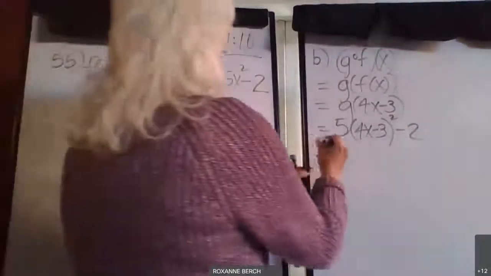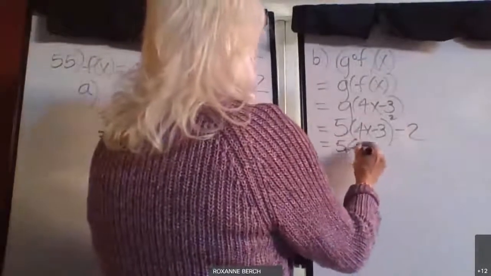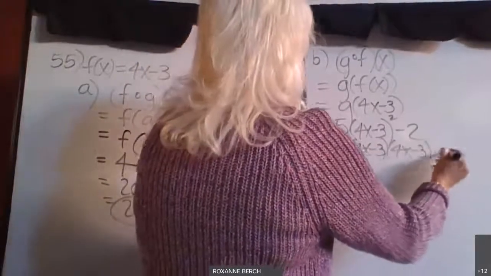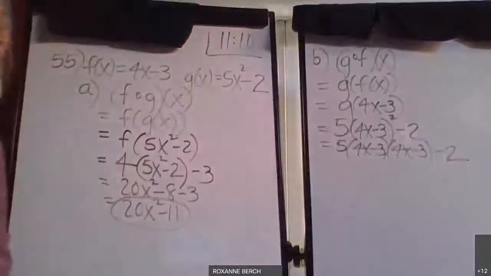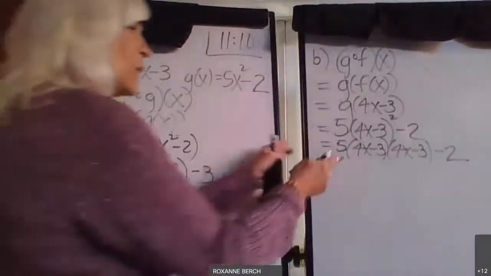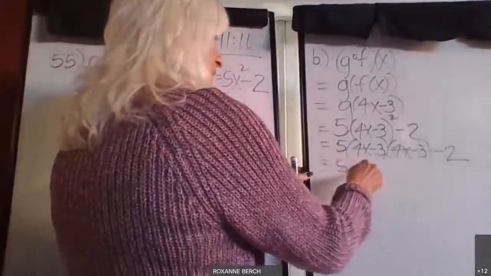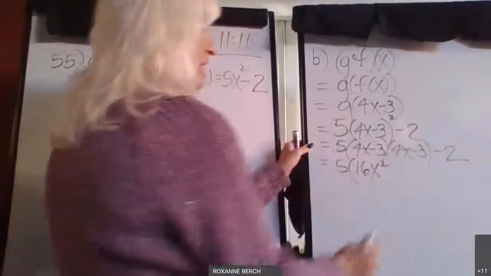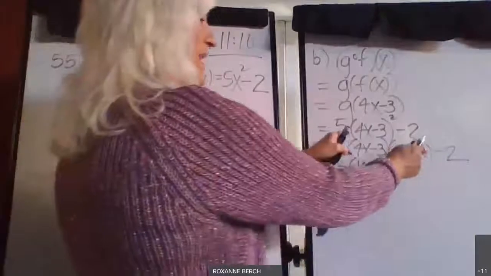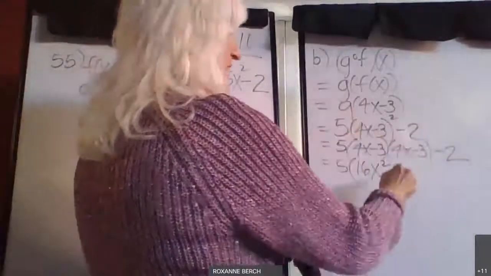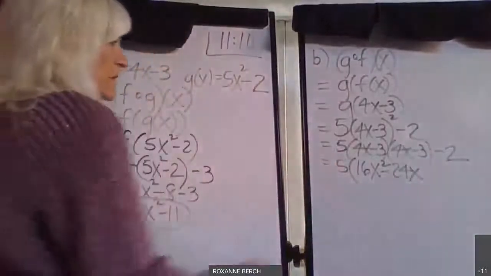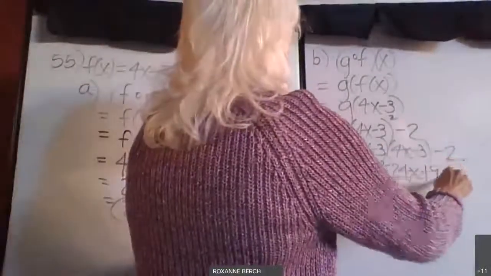So this is a lot of work because this is 5 times (4x minus 3) times (4x minus 3) minus 2. So you're going to have to FOIL first. So this FOIL would be 16x squared. The outer would be negative 12x. The inner is negative 12x for a negative 24x. And a negative times a negative is a positive 9.